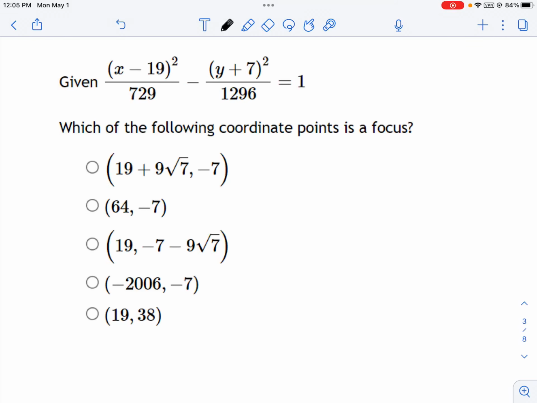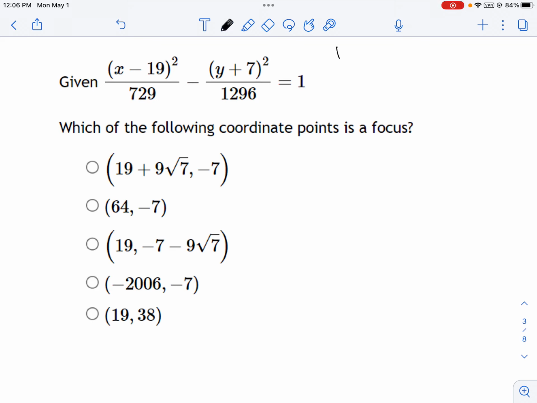Hello and welcome. Given this gnarly conic equation here, which of the following coordinate points is a focus point? Well, first off, you've got to know what conic you're looking at. There are four kinds of conics: circles, parabolas, ellipses, and hyperbolas. Now, how do we know which one we are looking at? This is a hyperbola. How do we know? We see a equals 1 and a subtraction sign in there, and that usually is your giveaway that you're looking at a hyperbola.